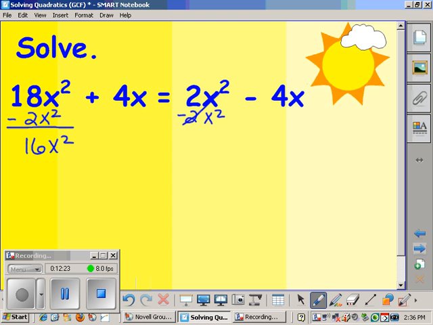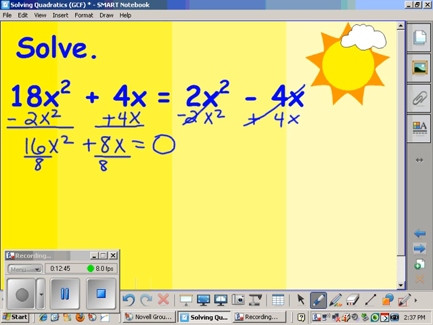We will do the same to the b terms. We will add the 4x over to the left, giving us a positive 8x. So we have the a and the b terms both on the left. We will then factor out the greatest common factor, and the greatest common factor of 16 and 8 is 8. They both share an x in common.